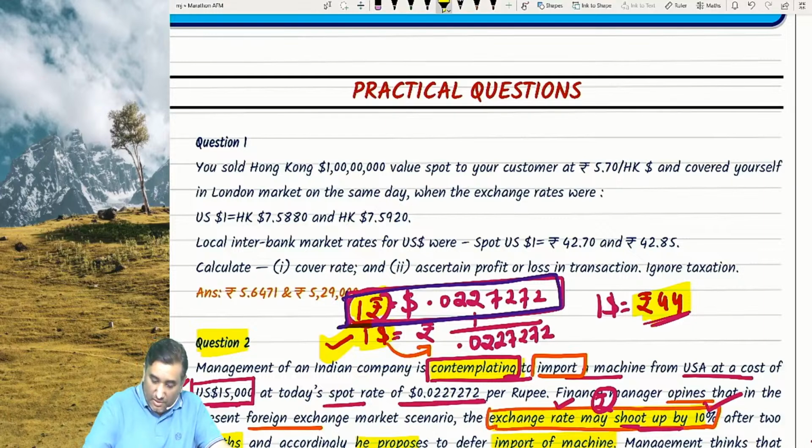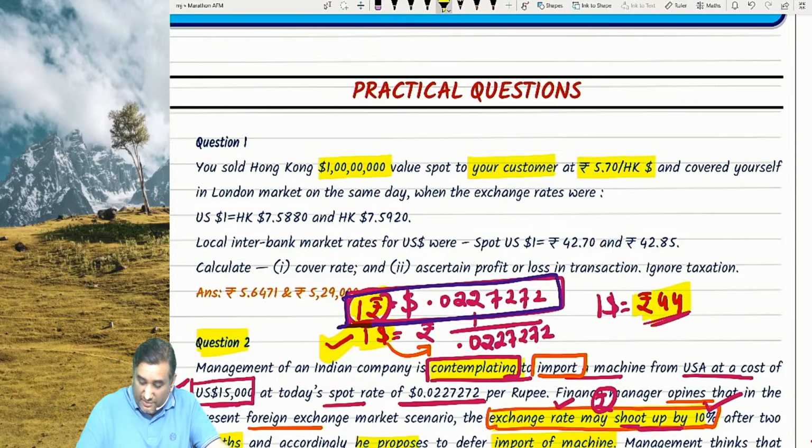It says you sold HKD 1 crore value spot to your customer at 5.70 per HKD. HKD is Hong Kong dollar. You sold Hong Kong dollar. 1 Hong Kong dollar equal to how much? 5.70. Think about it. You sold Hong Kong dollar. In your pocket, what do you have as of now? Rupee. When you sell Hong Kong dollar, which was confirmed 1 crore, in your pocket is what? Rupees. 5 crore 70 lakh something.